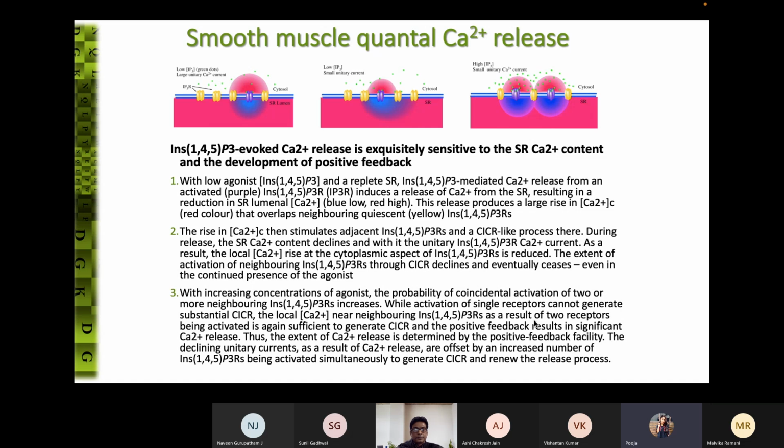Sir, is the frequency of the oscillation dependent on the intensity of the signal? The frequency will depend on the intensity, it is not the magnitude. So what do you mean exactly by intensity of the signal? In this case, what are you looking at? Are you looking at the ligands, or are you looking at the signal that the ligand is generating? The number of ligands.